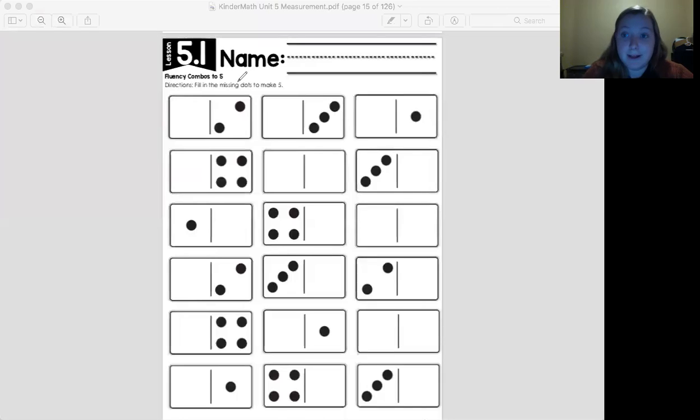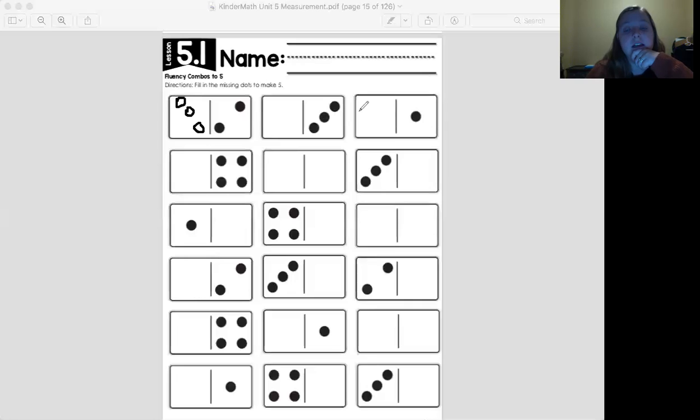Okay, let's try that again. 1, 2, 3, 4, 5. Okay, so let's kind of make sure this domino has 5 dots on it. Ready? 1, 2, 3, 4, 5. Okay, so did we do the correct amount of dots on both sides? Yes. All right, let's do the next one.